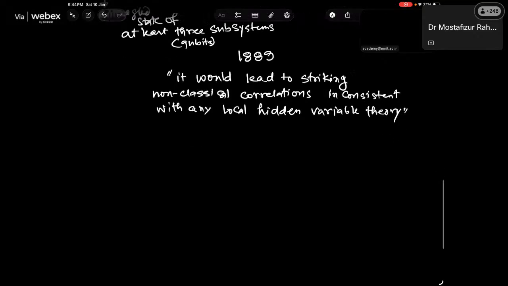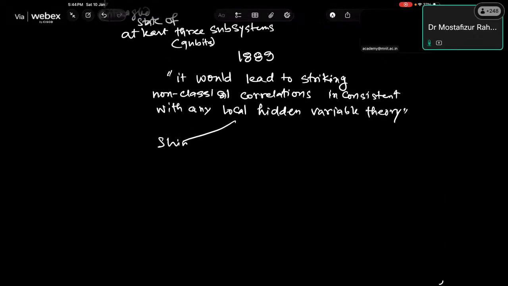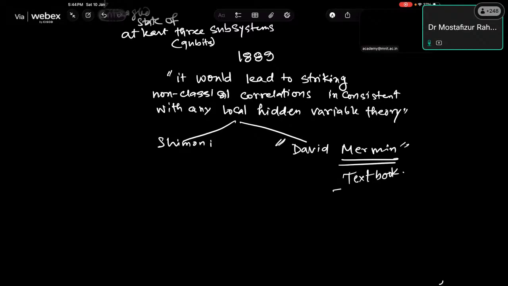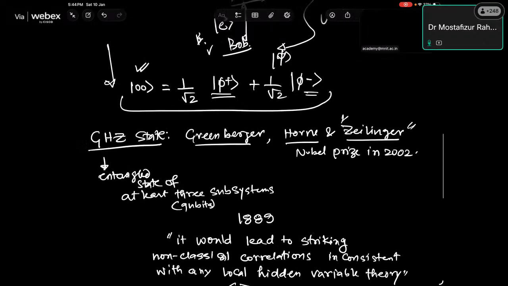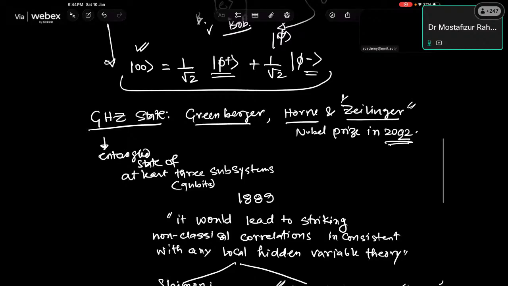In fact, this study was extended by two scientists. One is known as Simoni, most likely. Please check the spelling. And another one is David Mermin. David Mermin is also popular. You can find his textbook also. You can read his books on quantum information theory. They also studied these multi-qubit entanglements extraordinarily, and this entire study was celebrated with the Nobel Prize in 2022.